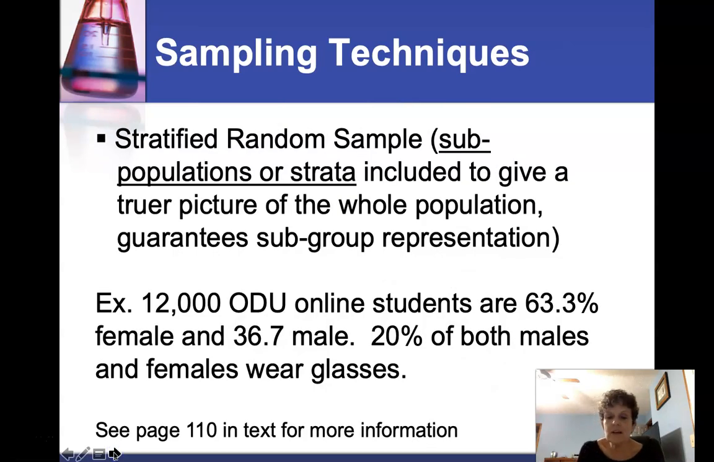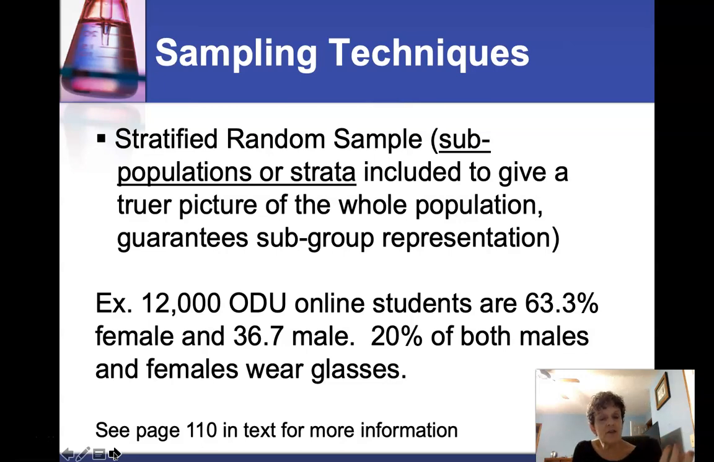Then we get to the really interesting ones, and this is kind of a fun one. It's called a stratified random sample. What you do is you take these subgroups that are in your entire big population and put them in what they call a strata. Actually, strata is plural because it's a Latin word, so it's kind of like data. The singular is stratum, so one is a stratum, more than one is a strata.